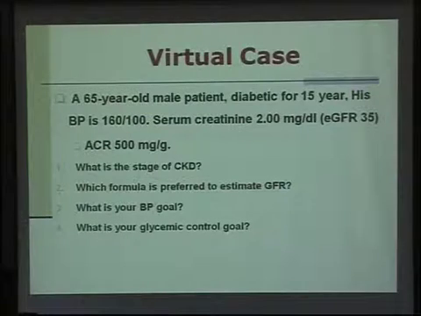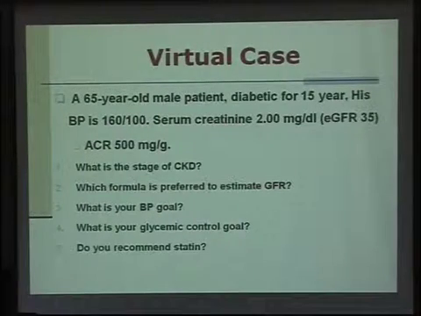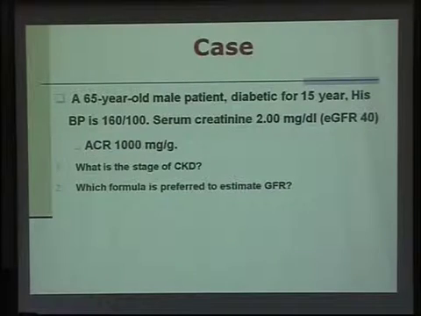What about glycemic control? Here, because of chronic kidney disease, A1C around 7 is accepted. And if the patient suffers from hypoglycemia, we may increase it to 7.5. Do you recommend the statin? Yes. We recommend the statin because this is stage 3B and the patient is not on dialysis, so this is a recommendation. And the level is recommendation, not suggestion, recommendation.